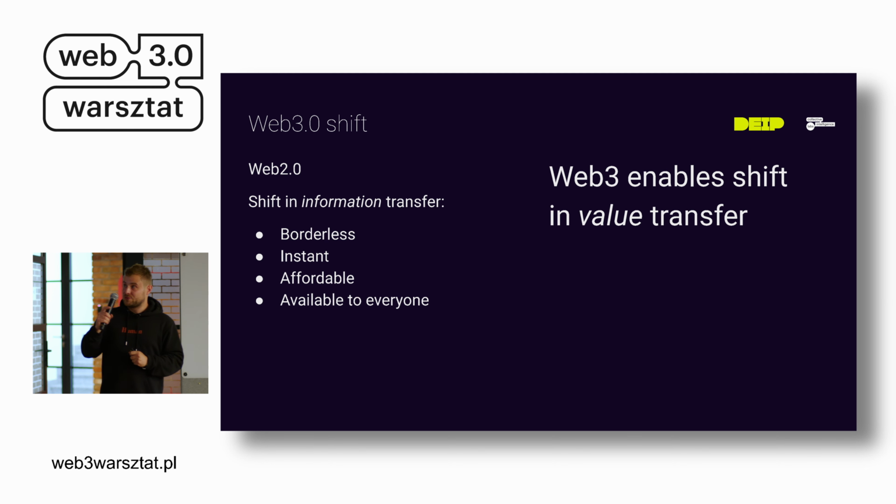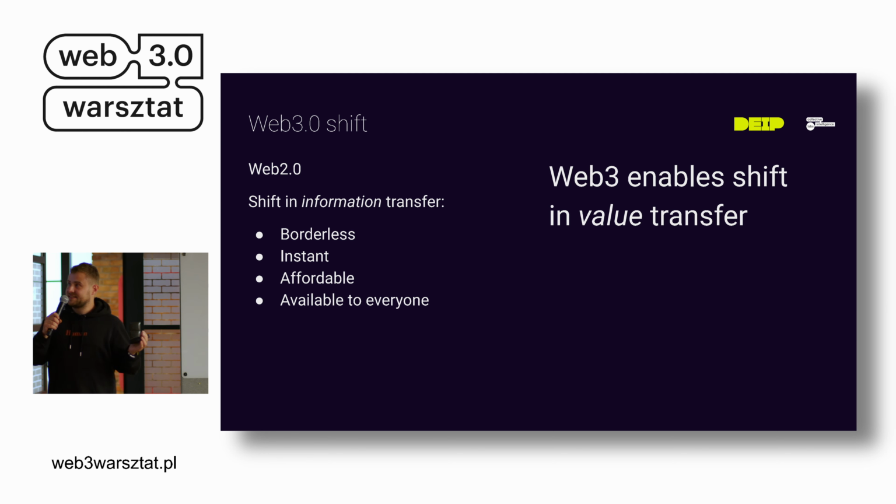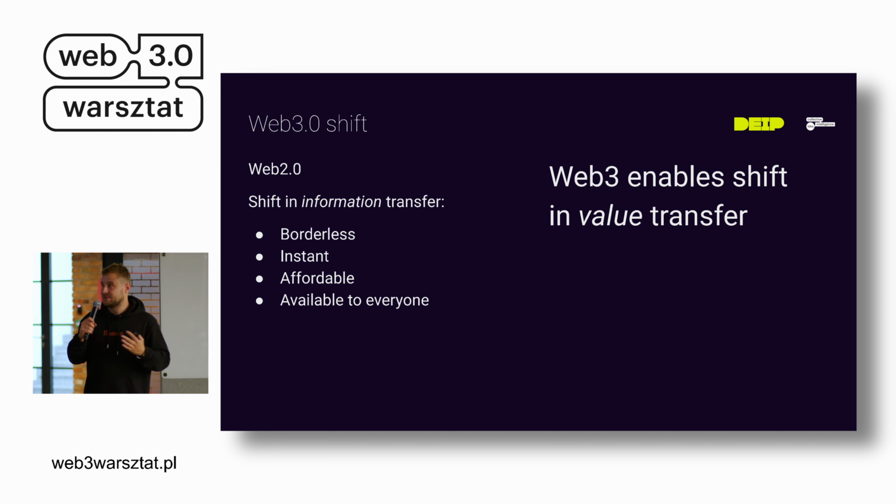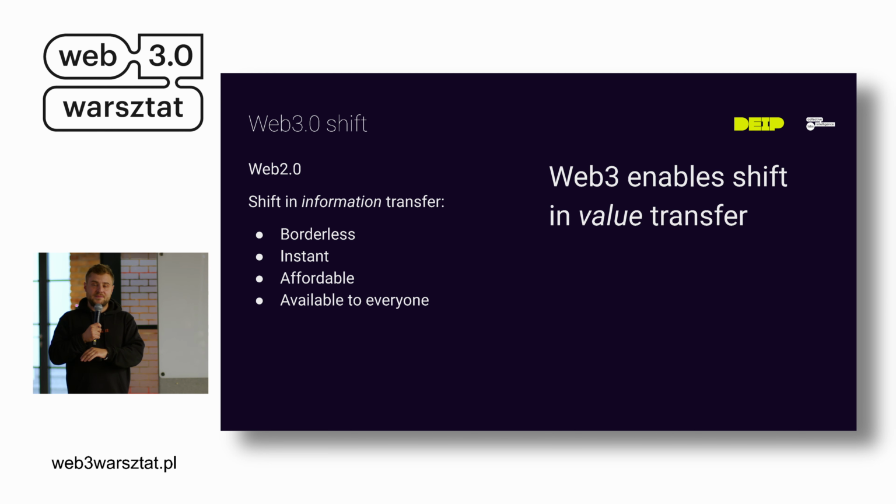So, Web 2 transformed our understanding of the web in a way that it made a very big shift in information transfer. It made it borderless, so you have no borders, and you can transfer information globally. It's instant. You can send a message to anyone on a different continent, and it will be delivered instantly. It's affordable, so it's quite cheap to use, and it's available to everyone.